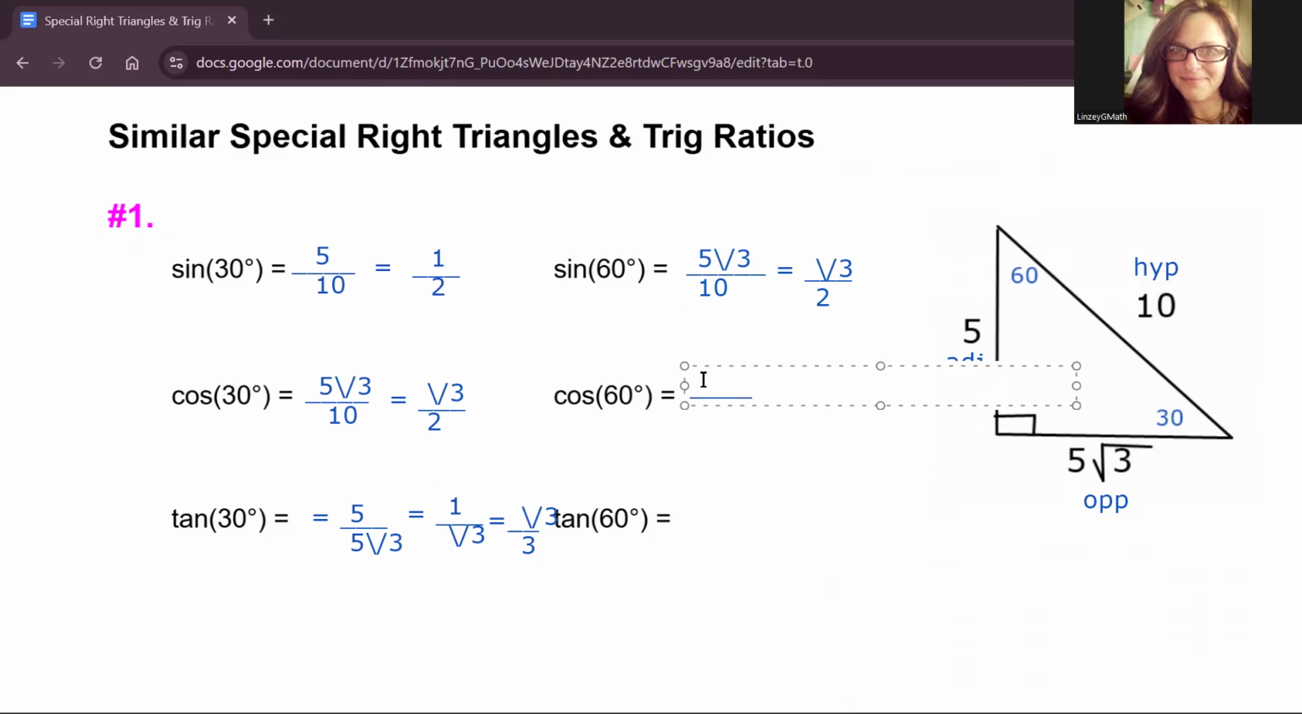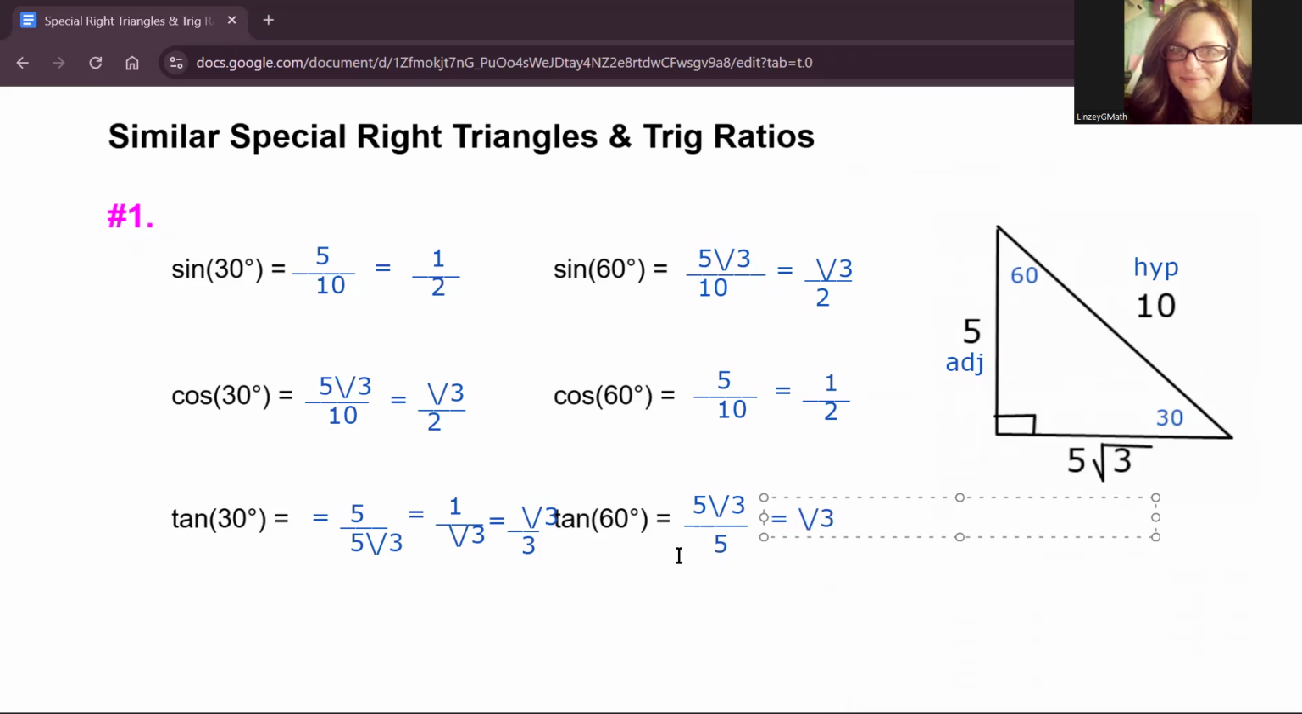Cosine of 60, adjacent over hypotenuse, and this reduces to 1/2. Cosine of 60 is always 1/2. And tangent of 60, opposite over adjacent. The 5's cancel out, and we are left with the square root of 3. Tangent of 60 is always square root of 3. Now let's do one more.